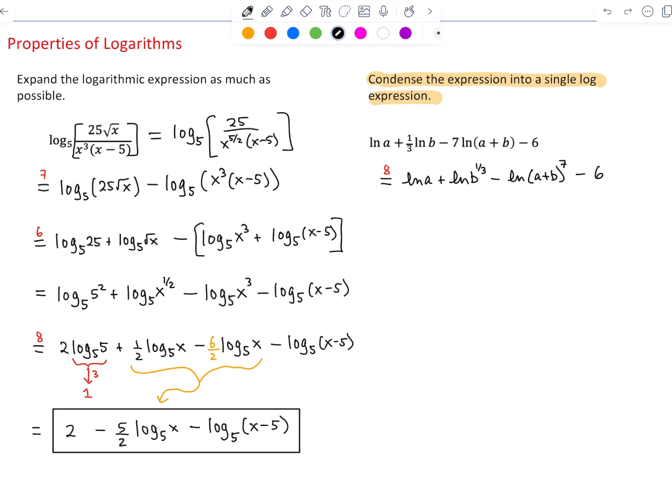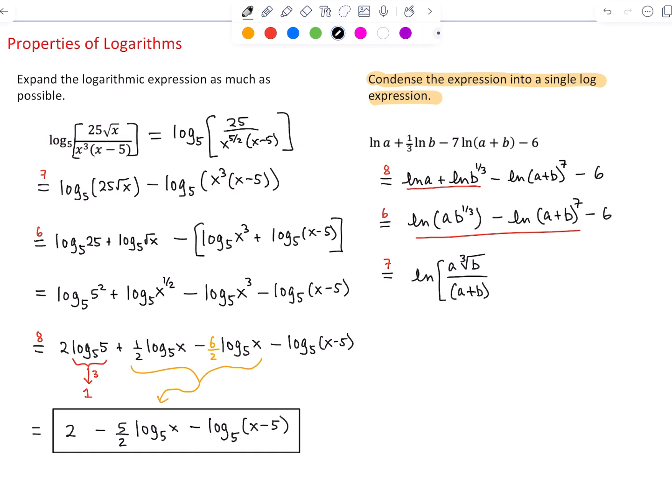Now I'm going to use property 6 backwards on just those first two. So that can be written as natural log of a times b to the 1/3. Now I see a subtraction of two natural logs, so I'm going to use property 7 backwards and write this as a single natural log of a fraction. The numerator will be a times b to the 1/3, and b to the 1/3 is the cube root of b, if you want to write it that way, and then divided by the a plus b to the 7. And then we still have this minus 6.